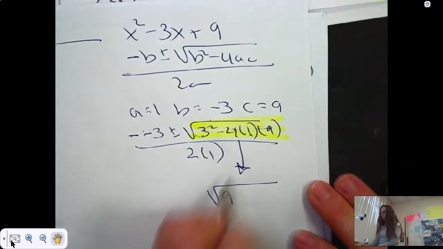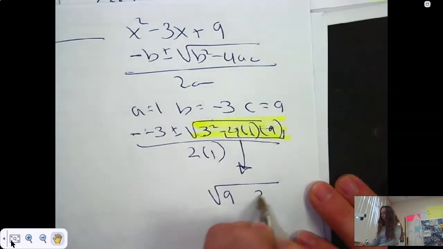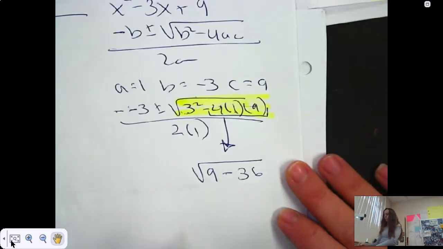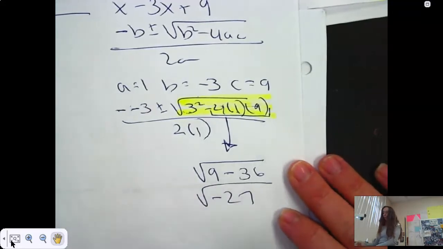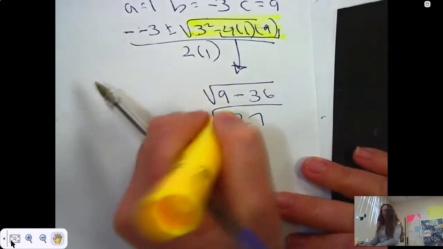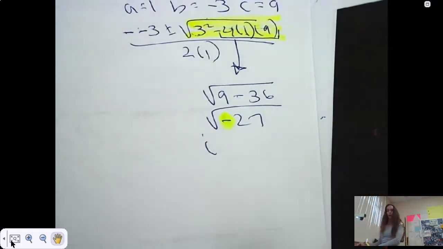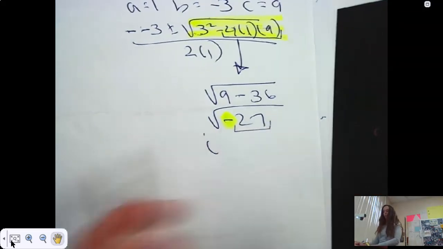So 3 squared is 9. 4 times 1 times 9 is 36. 9 minus 36 is -27. Now remember, whenever we have a negative under the root, that means we're going to have an i. And then I'm going to birthday cake the 27.